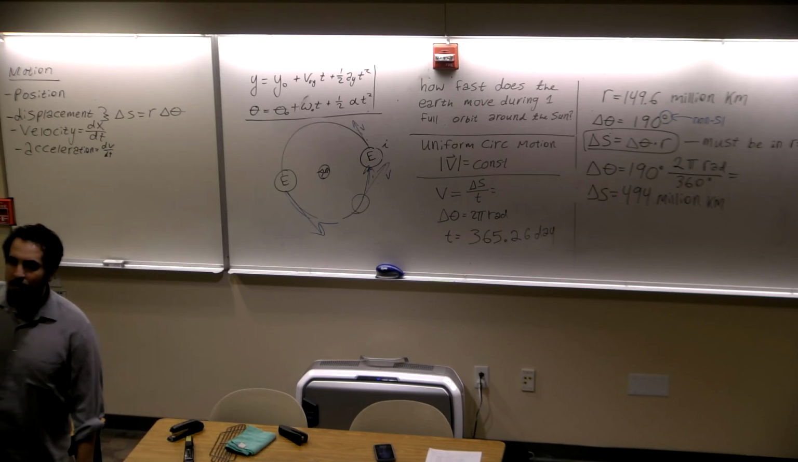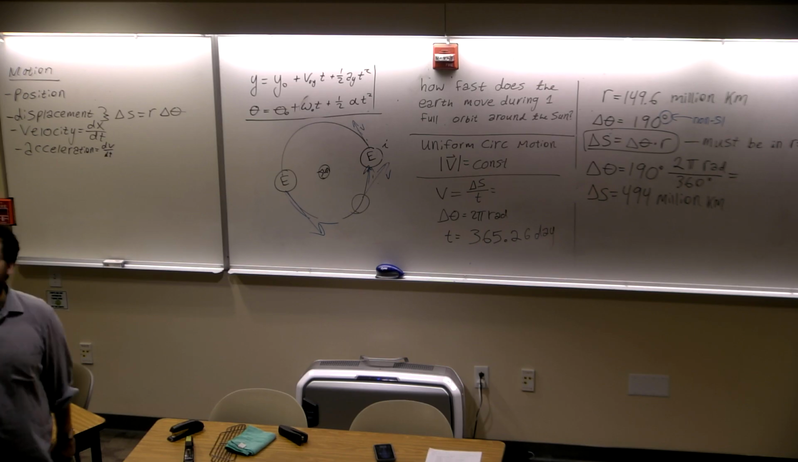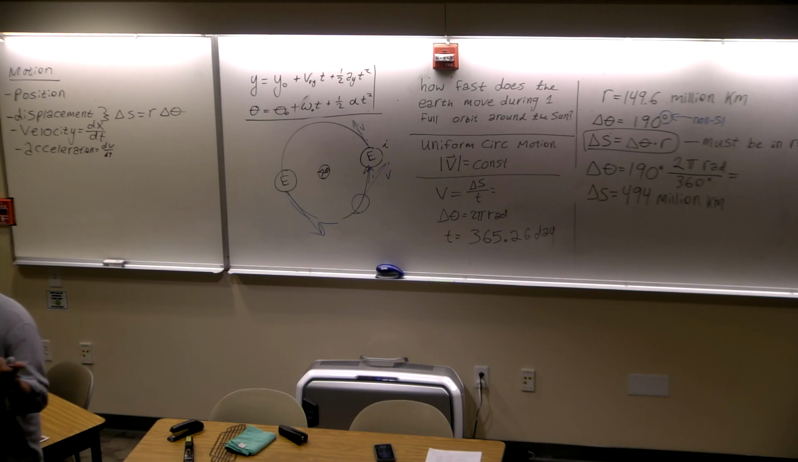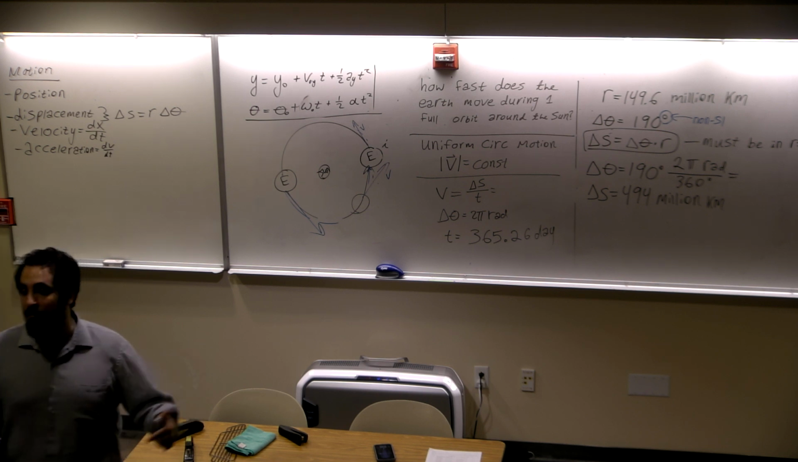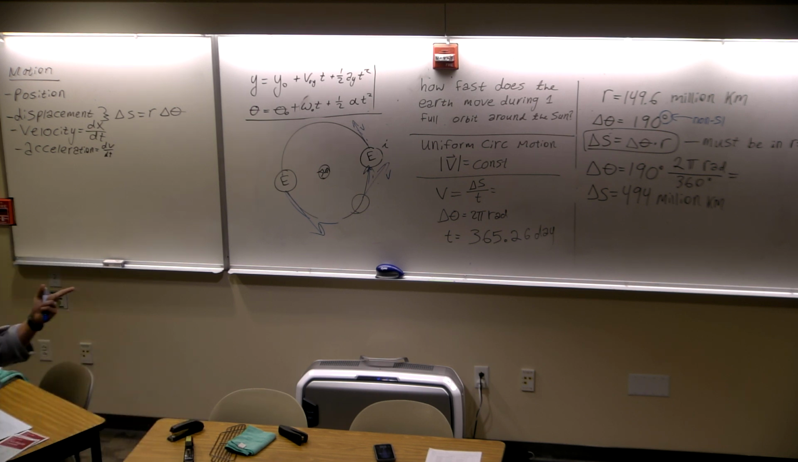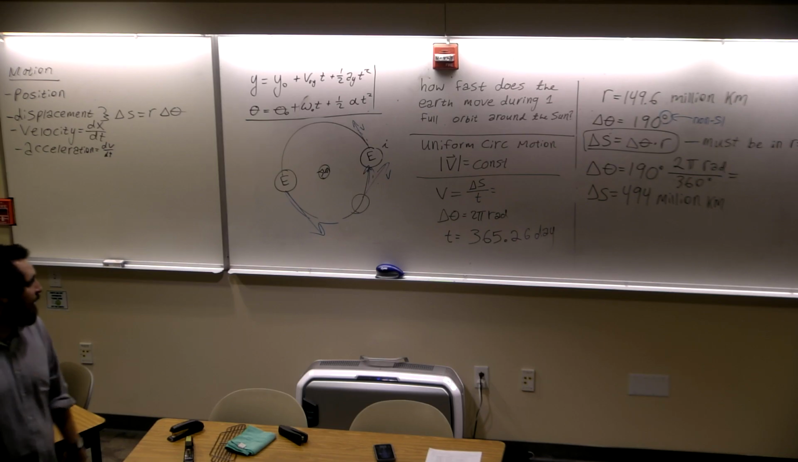How many hours are in a day? 24. So we take that number, multiply it by 24. That gets us to hours. How many minutes are in an hour? 60. So then we take that, multiply by 60. We do that, we get it in minutes. How many seconds are in a minute? 60. So we take 365.26, multiply by 24 by 60, and that'll get us to seconds.